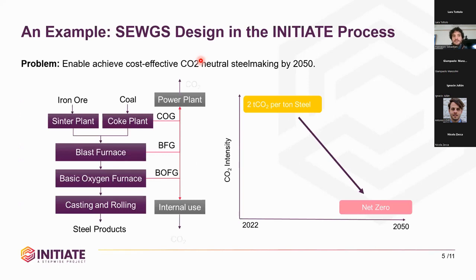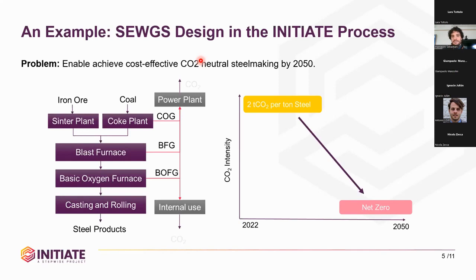So with this introduction, I'll move to an example relevant to the project that was introduced by Eric before, INITIATE, and specifically focusing on one of the two enabling industrial symbiosis technologies that were mentioned before, specifically the COX. And in this case, we start from a problem. So indeed, this is to achieve cost-effective CO2 neutral steam making by 2050.